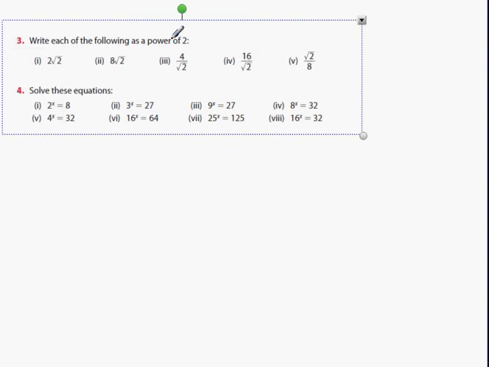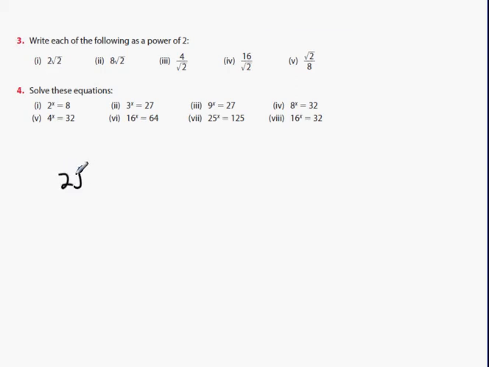Now, write each of these as a power of 2. Quite easy, okay? First one is 2 root 2. That's 2 to the power of 1 multiplied by 2 to the power of what? What does square root automatically mean every time? Power of a half. It means to the power of a half every time. So 2 to the power of 1 multiplied by 2 to the power of a half.